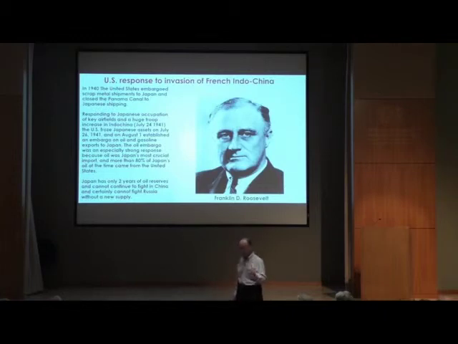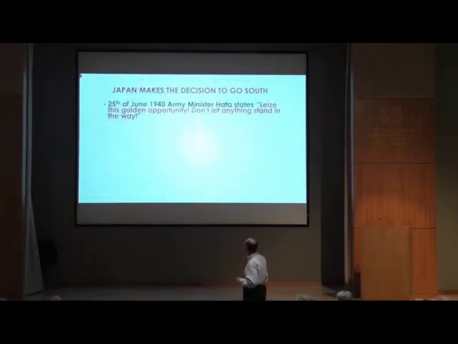Of course, if they do that, they will have to fight Britain, and they believe they will have to fight the United States. May not have had to fight the United States, but they believe that. So Japan makes the decision to go south really on the 25th of June 1940 when Army Minister Hata says, remember, France has just fallen, so the bet is that Germany is going to beat Britain, seize this golden opportunity. Don't let anything stand in the way. Remember, the Dutch are conquered, the French are conquered, the British are on the ropes.